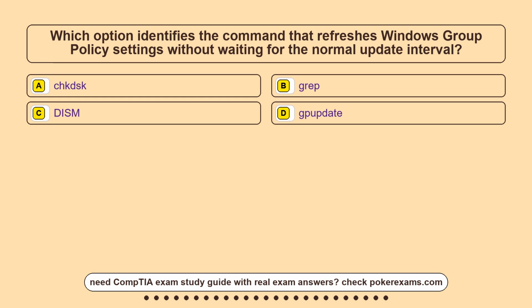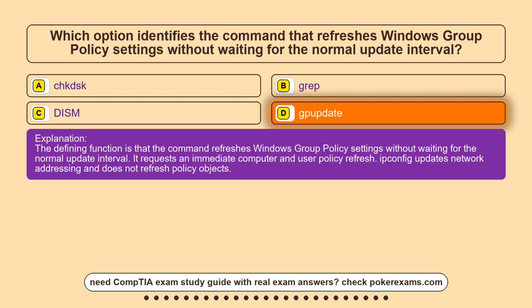Question 23. Which option identifies the command that refreshes Windows group policy settings without waiting for the normal update interval? Option A. chkdsk. Option B. grep. Option C. dism. Option D. gpupdate. The correct answer is option D.